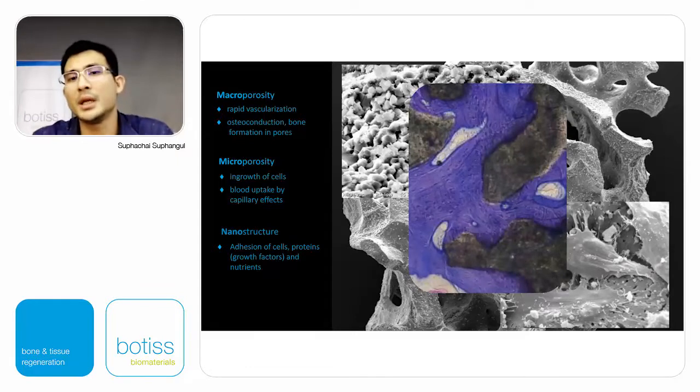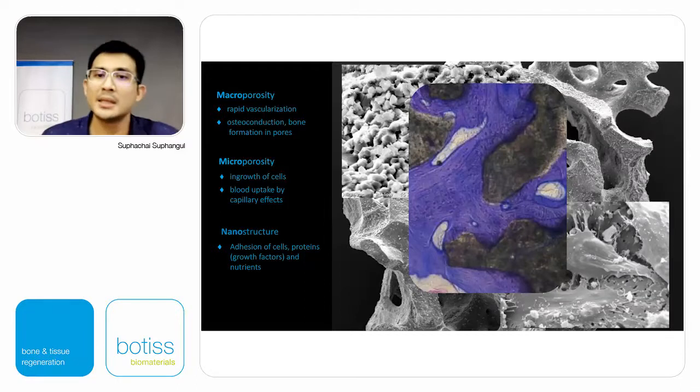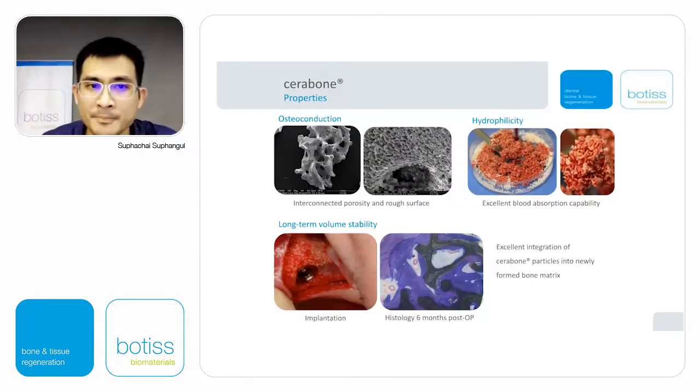After we do GBR with the Xenograft, we can see from the histology that this black area is the Xenograft, and the purple area is the new bone that is built up on it. What does it mean? It means the Xenograft itself is not resorbed, just the new bone builds up on it. Okay, that is the property that I explained.